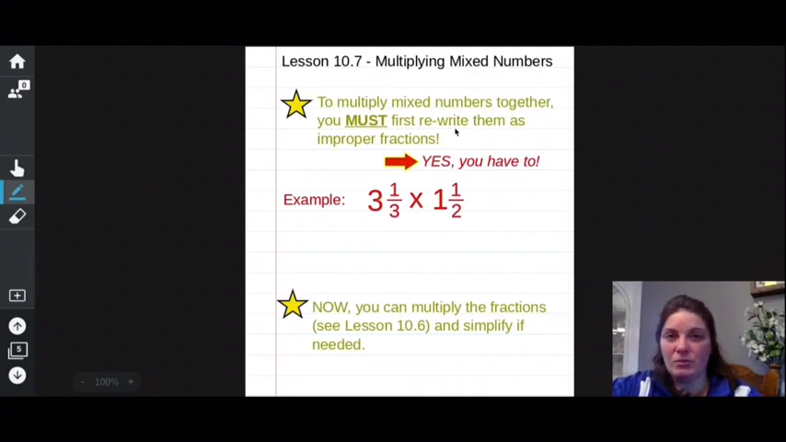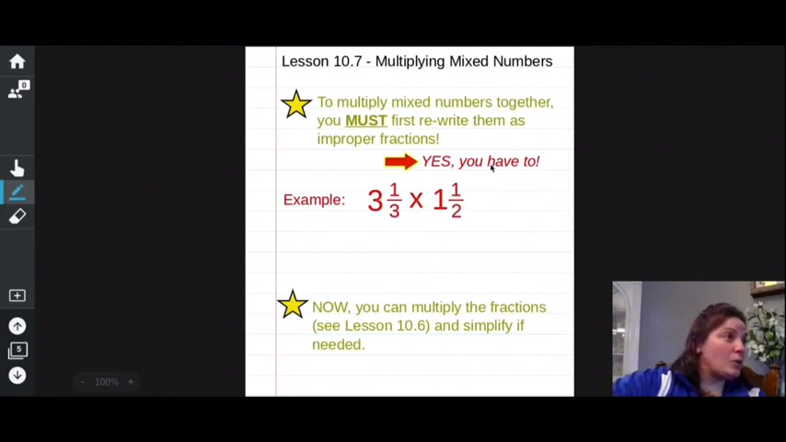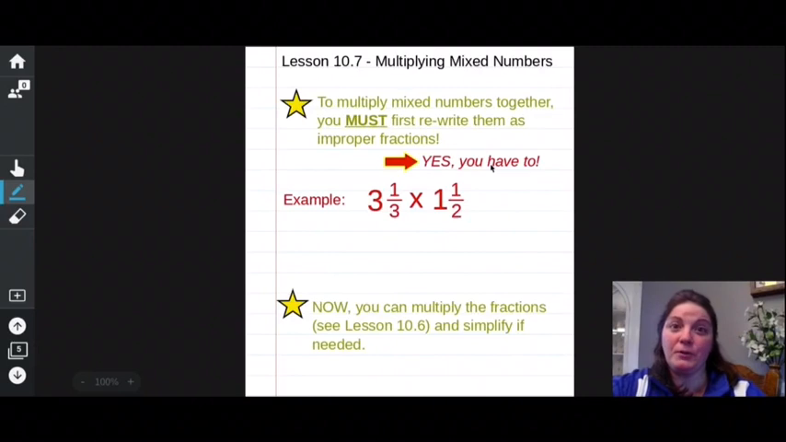And so many times students will ask me, do I have to? It's more work. Do I have to write them as improper fractions? Yes, you have to. What's that, Vinny? Do you have to rewrite them as improper fractions? Yes, you have to. Just kidding. He doesn't even know what I'm talking about. He's only 3 1/2.